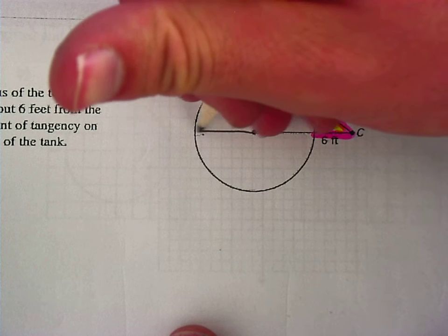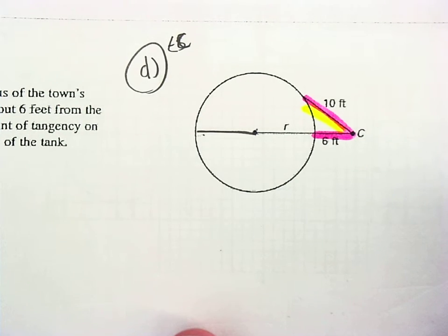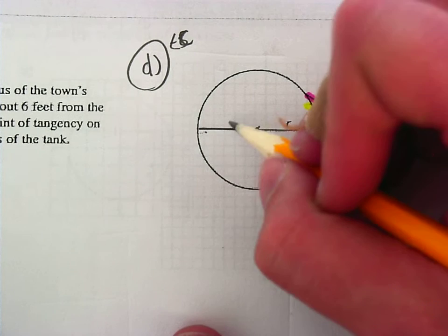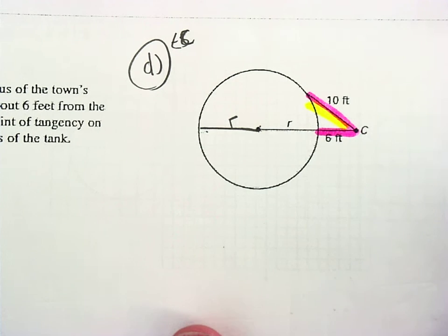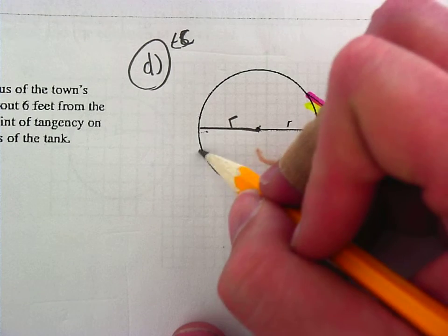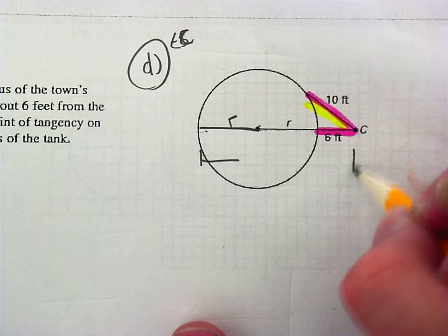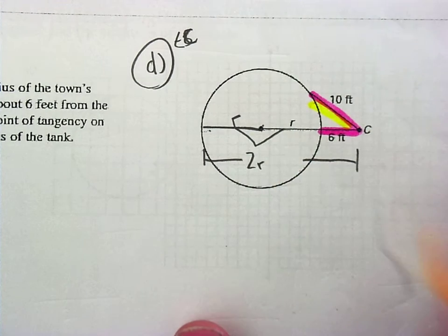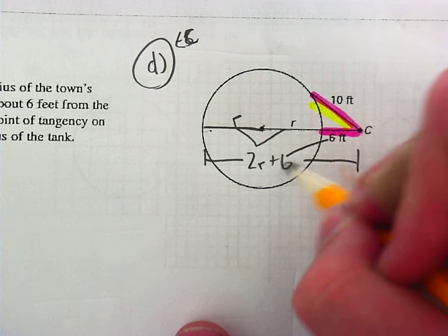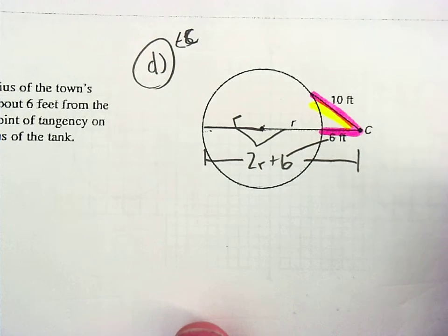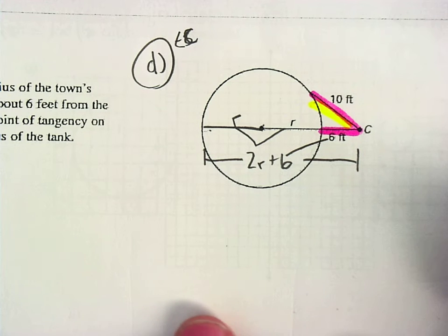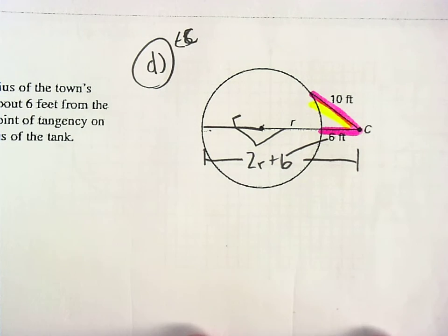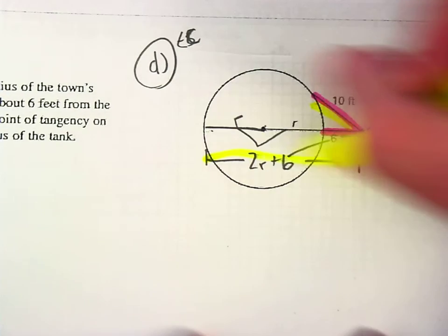But we can draw from the center to the side of a circle, and that's actually going to be a radius. That's going to be a radius as well. So we can draw that in. Then if we wanted to find the whole, this whole thing, we're just going to add these two things together. So that's 2r. And we're also going to add 6. So we're adding all three of those things together: 2r plus 6. So now this thing is the whole.